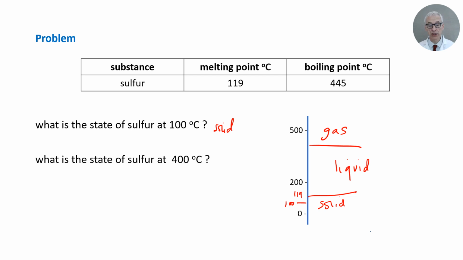What is the state of sulfur at 400? Pause, come up with your answer. Okay, so at 400, that temperature corresponds to the section that has sulfur as a liquid.